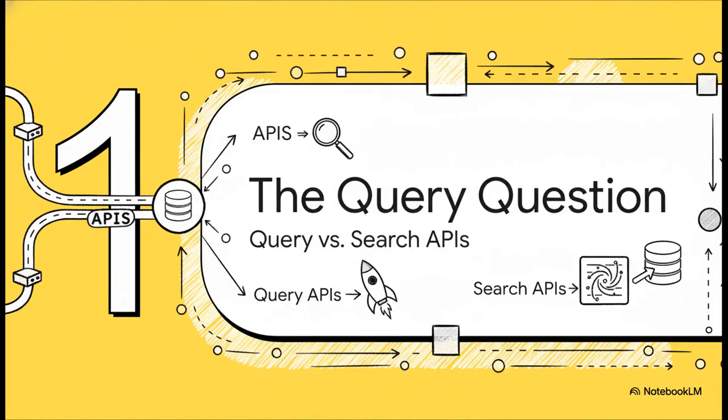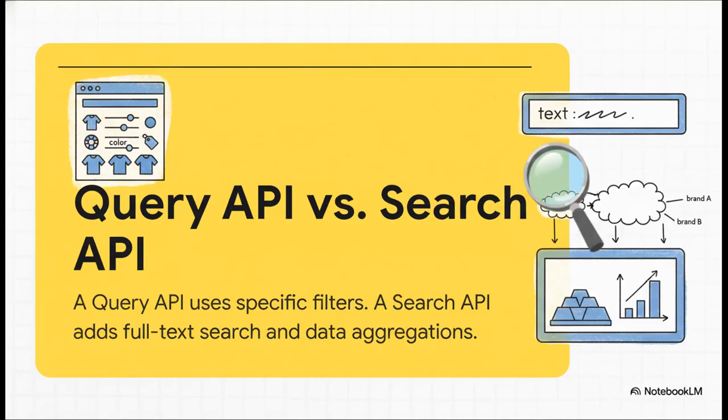Okay, so before we can really pick a path, we have to be on the same page about the tools we're even talking about. At a high level, this is all about two different kinds of APIs, or application programming interfaces, that let your app get to your data. On one hand, you've got a query API. The best way to think about this is like using the filters on a shopping website: show me shirts, size medium, color blue. It's super specific, very precise.